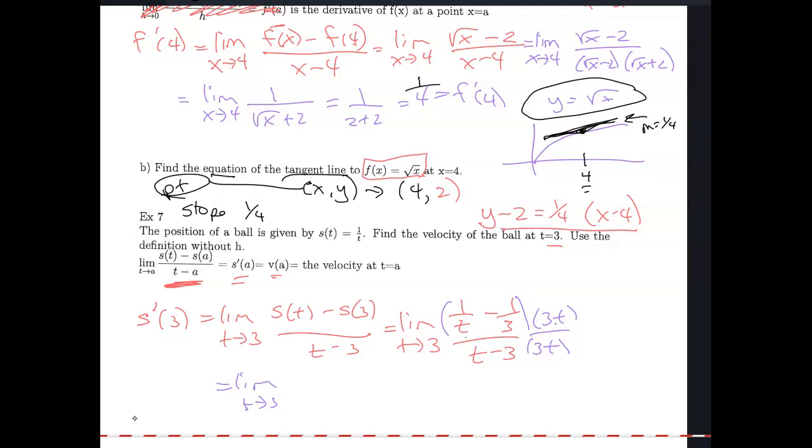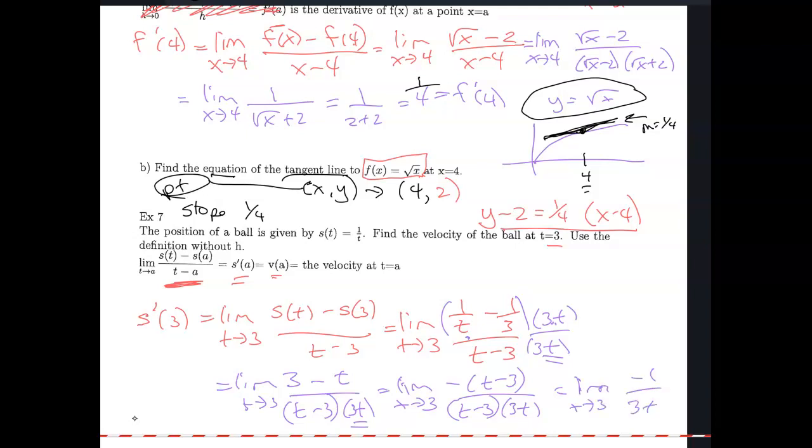So distributing across to here, I get 3 minus t, and then t minus 3 times 3t. Don't forget to carry the limit along. That's kind of a common mistake. I factor a negative out of the numerator so that I can cancel. So I get limit as t goes to 3 of negative 1 over 3t. So I get negative 1/9.